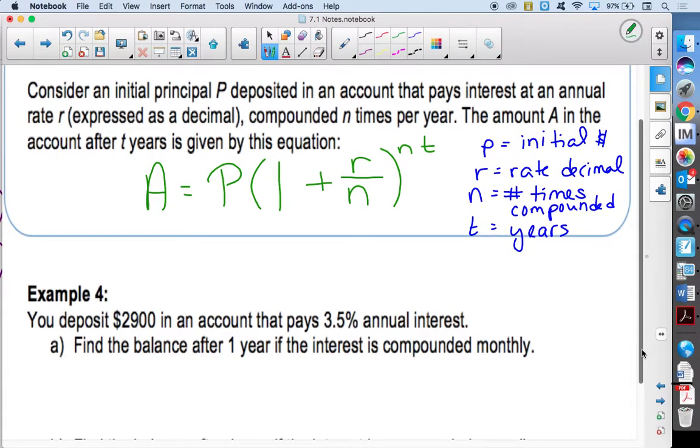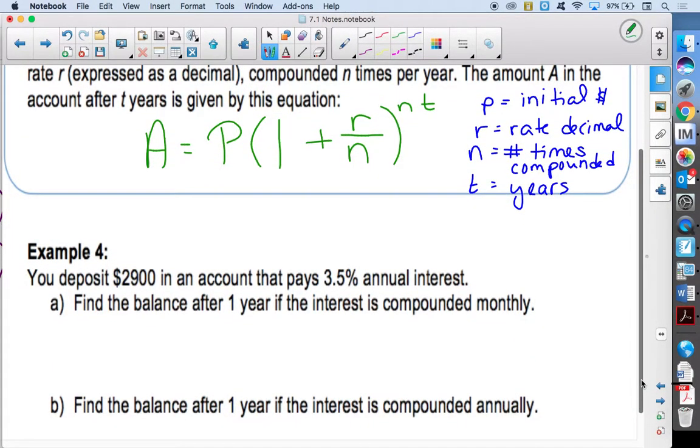It says you deposit $2,900 in an account that pays 3.5% interest. So find the balance, which is A, after 1 year if it's compounded monthly. So we just need to plug in the numbers. The amount that we started with is $2,900. What's the rate if it's 3.5%? 0.035, right. And then N would be the number of times it's compounded. Monthly, how many months are there in a year? 12, that's what that N is. And then that would be to the power of 12 times 1.